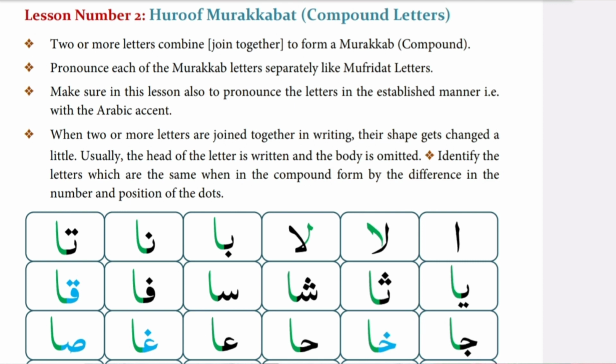Pronounce each of the murakkab letters separately like mufridat letters. So as you read mufridat letters in lesson number 1 separately, like alif, ba, ta, like that, in the same way, you have to read compound letters, murakkab letters, separately.